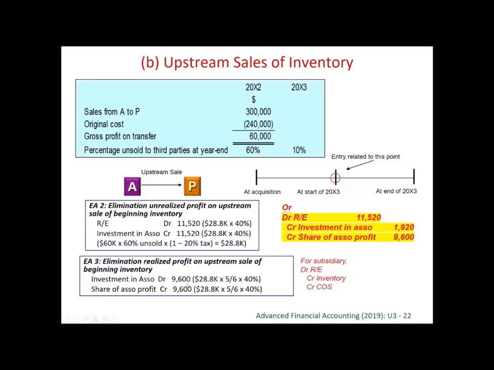So we debit investment in associate 9,600. If this is a subsidiary, when we debit this inventory, you will credit cost of sales. But this is not a subsidiary. We don't debit inventory. We debit investment in associate. We don't credit cost of sales. We credit share of profit.